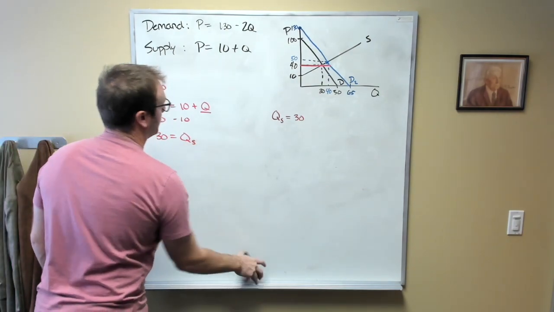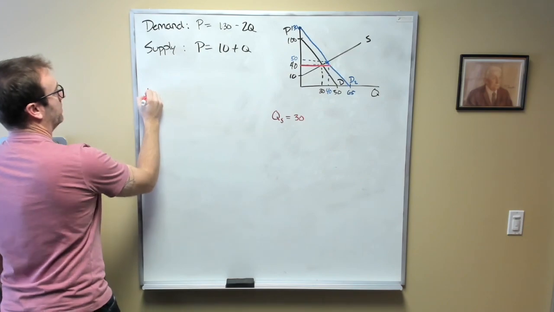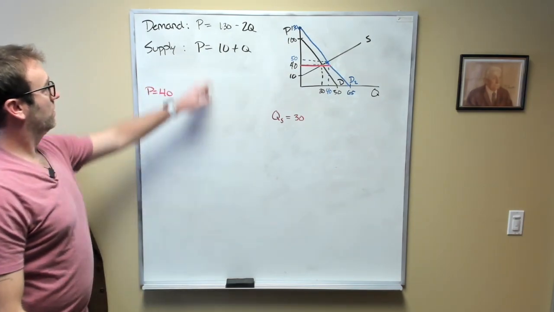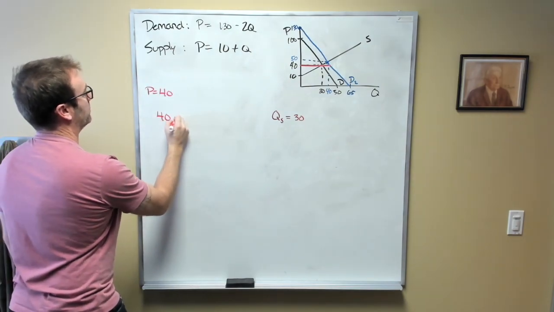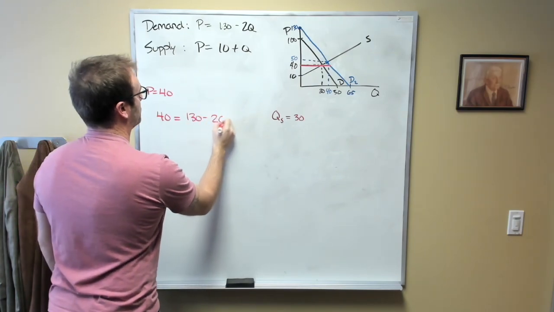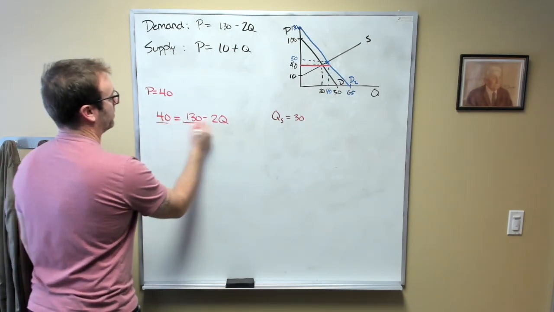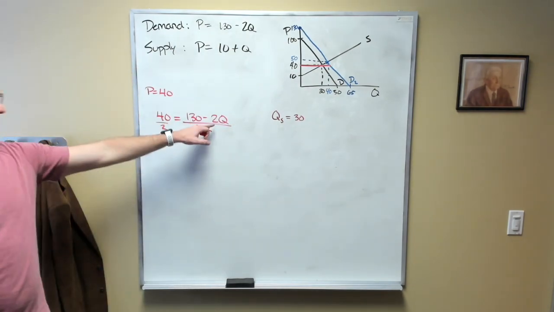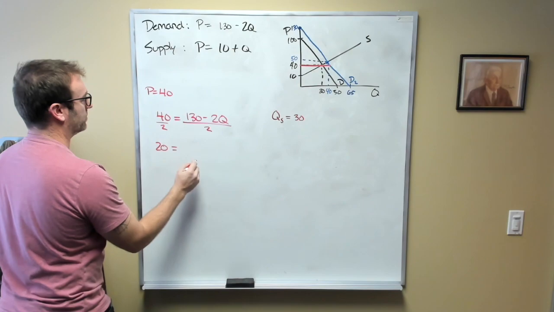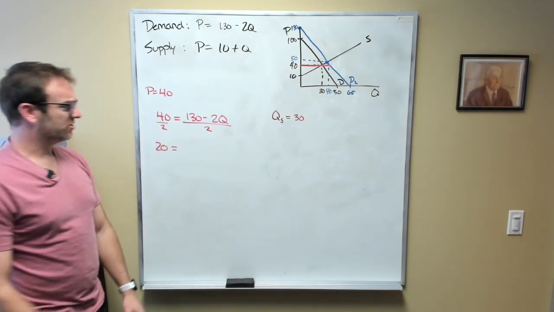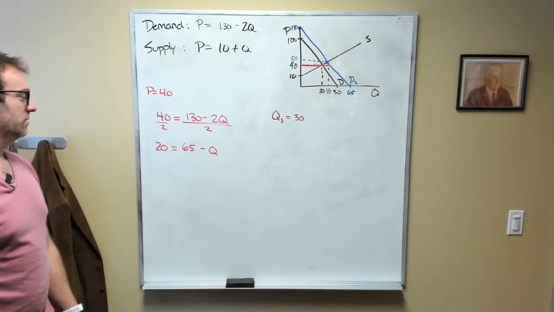But what about the quantity demanded? Okay, so again, we know that P is equal to 40. So I've got to find a quantity that's going to make this equation true. So I need 40 to be equal to 130 minus 2Q. We can solve this pretty quickly, so let's just divide both sides by 2 just to get rid of this coefficient here. Okay, so 20 is equal to 130 divided by 2. That should be 65. And half of 2Q is just Q.